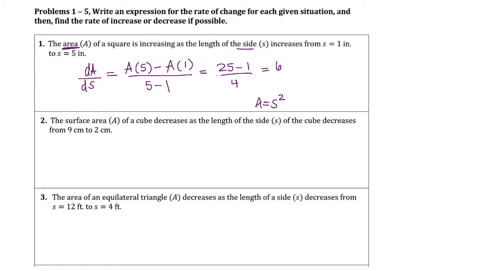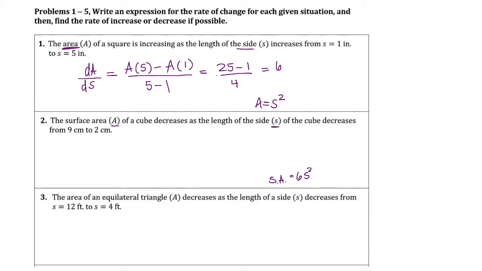Okay, so question 2 is the surface area A of a cube as the length of the side S of the cube decreases from 9 to 2 centimeters. So for this one, keep in mind that this is talking about your surface area. So the surface area formula is 6 times your side squared.